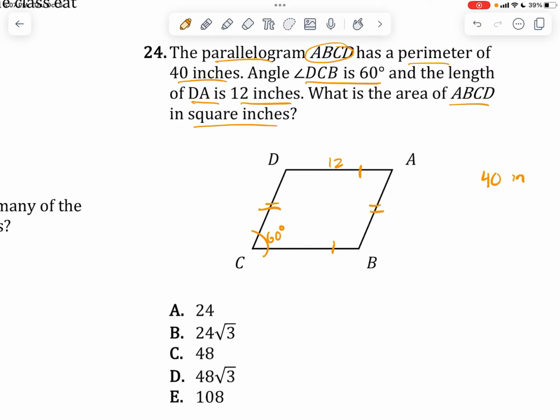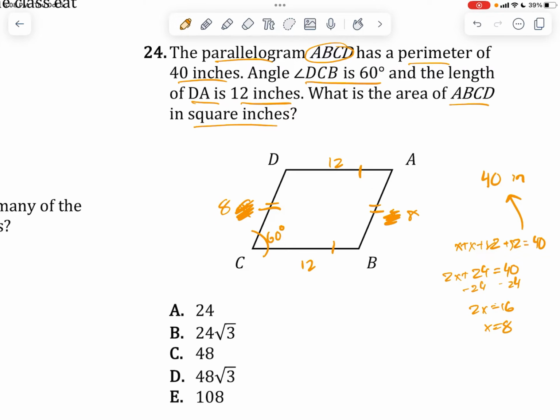Now, given that they're parallel, that means that the opposite sides are also equal. So this is also going to be 12. And I know that these two are going to be the same. We'll just label them x. X plus 12 plus 12 has to equal 40. That's just the perimeter if you add up all the sides. That gives you 2x plus 24 is equal to 40. Subtract 24 on both sides. 2x equals 16. X equals 8. Okay, these are both equal to 8.